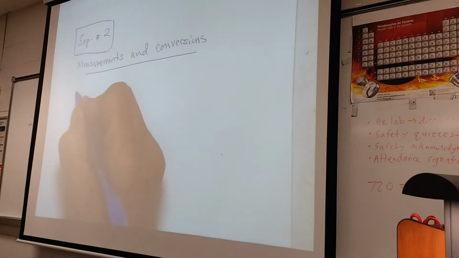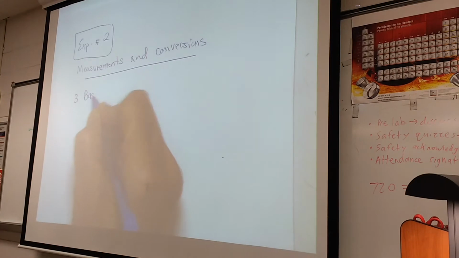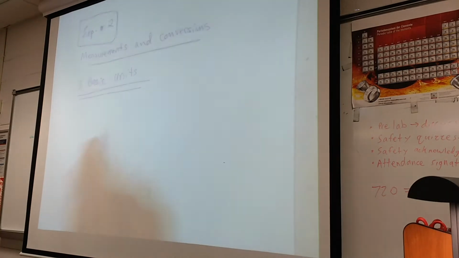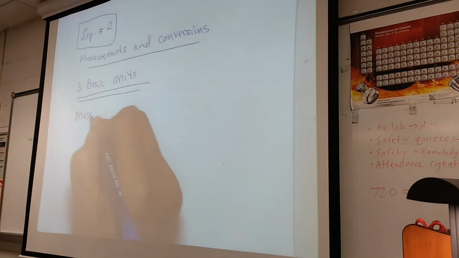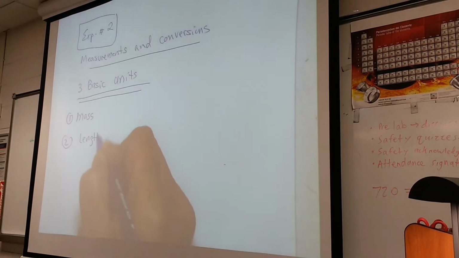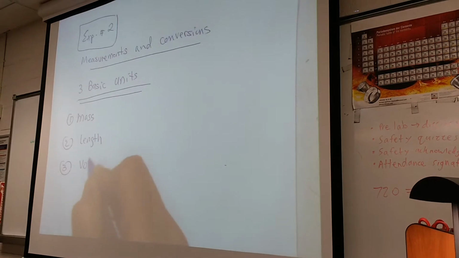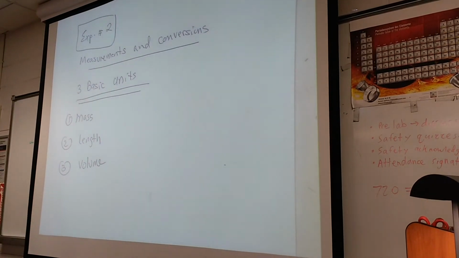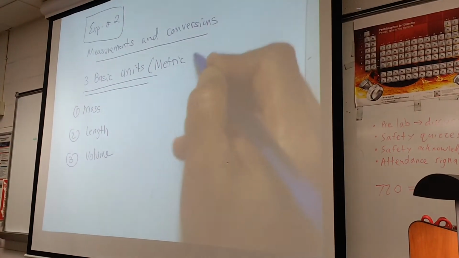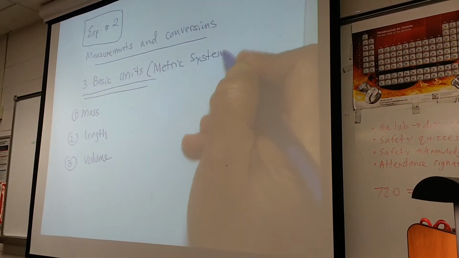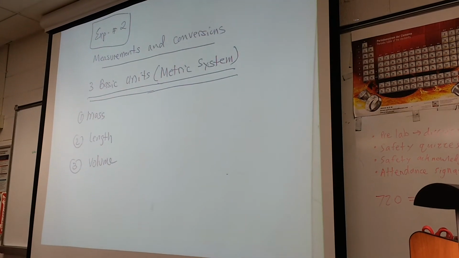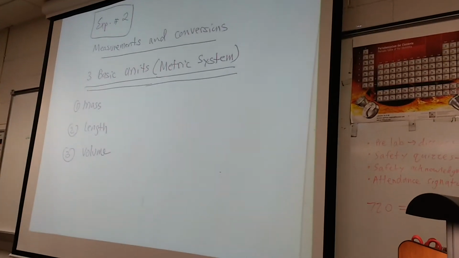So we'll use three basic units. And these three basic units are: we'll take the basic unit for the mass, for the length, and for the volume. And the system we'll be using is the metric system. So we'll have the mass, the length, and the volume.